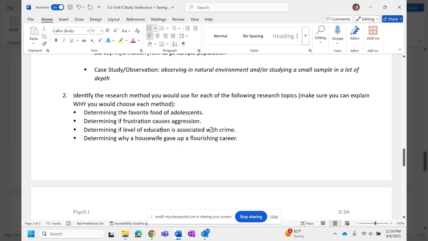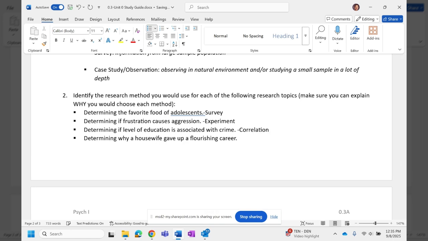If you're trying to determine the favorite food of adolescents, that's probably going to be a survey. Get a lot of data, get it qualitatively. Determine frustration causes aggression, but you could do a correlation, but what we're trying to do, that's not going to give you causation. So experiment's going to be the best there. Determining if level of education is associated with crime. You could do an experiment. That would give you causation. Be really difficult, probably unethical, but this would be a correlation. Is probably what you want to do, association.